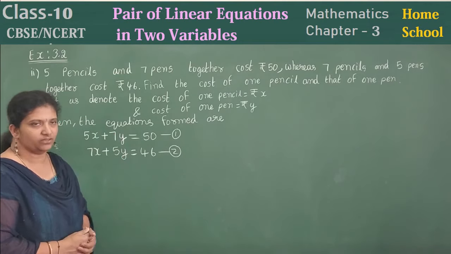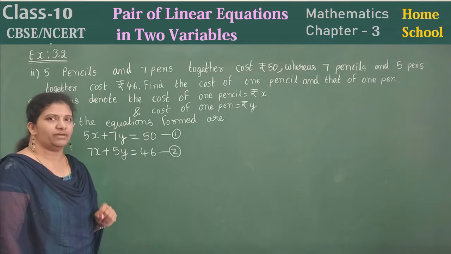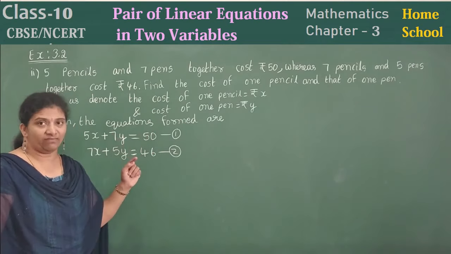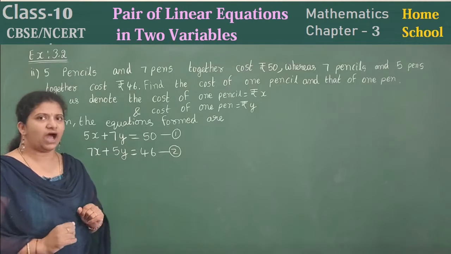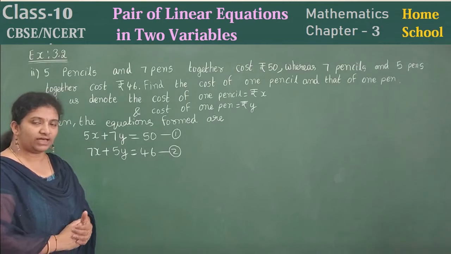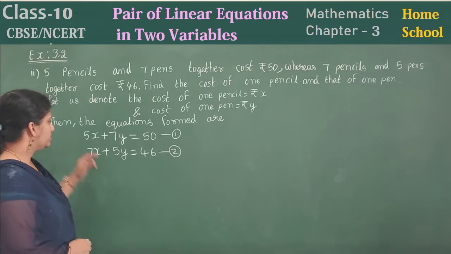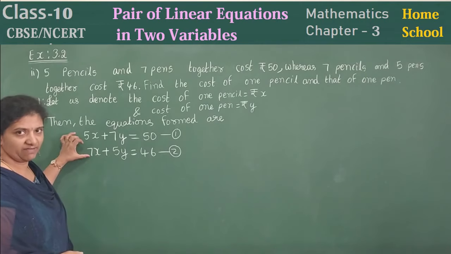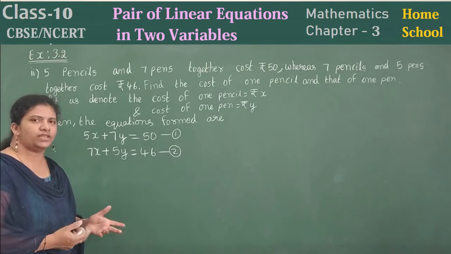Okay, up to here it is completed. Then next, find the cost of 1 pencil and that of 1 pen. Means we need to get the x value and y value. So, just look at the equations. How will your graph be? Analyze the equation. By seeing the equations you can say, no? So, look here. 5 by 7, 7 by 5. Are they both equal? No, they are not equal.